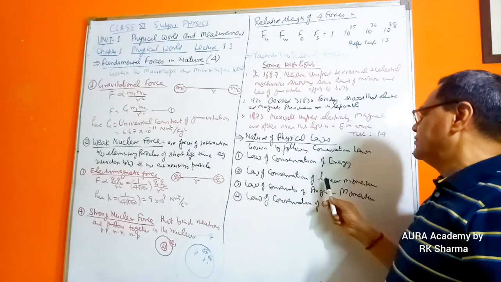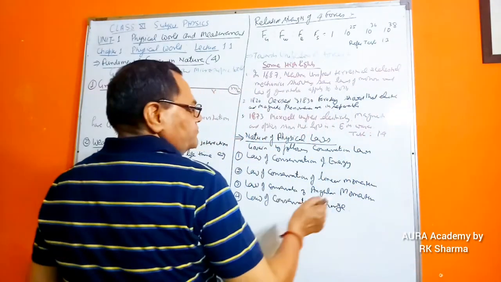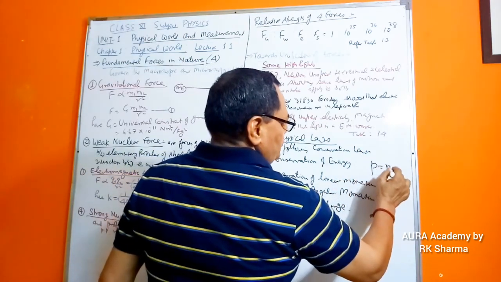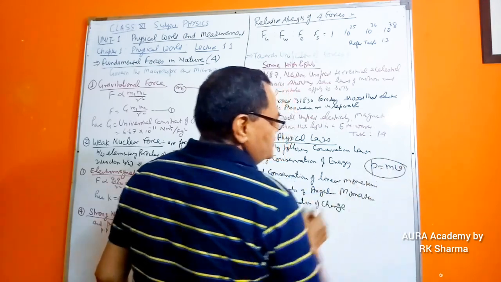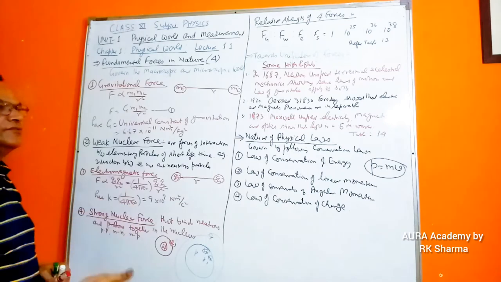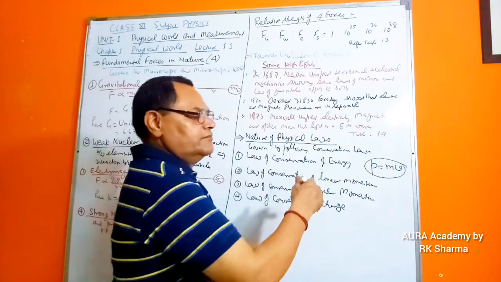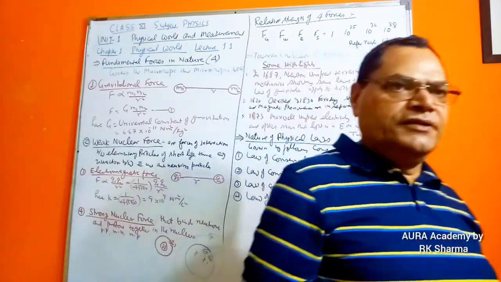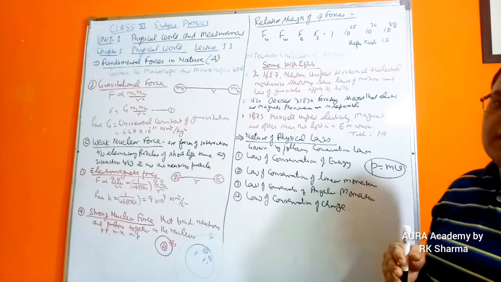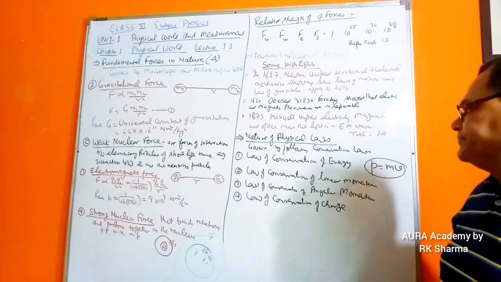Similarly, the law of conservation of linear momentum. What is momentum? In ninth class we have studied that momentum P is equal to M into V, that is mass into velocity. Whenever any particle of certain mass M moves with velocity V, then it has momentum. So the total momentum of our object always remains conserved if there is no external force acting on it, that is, on an isolated system.